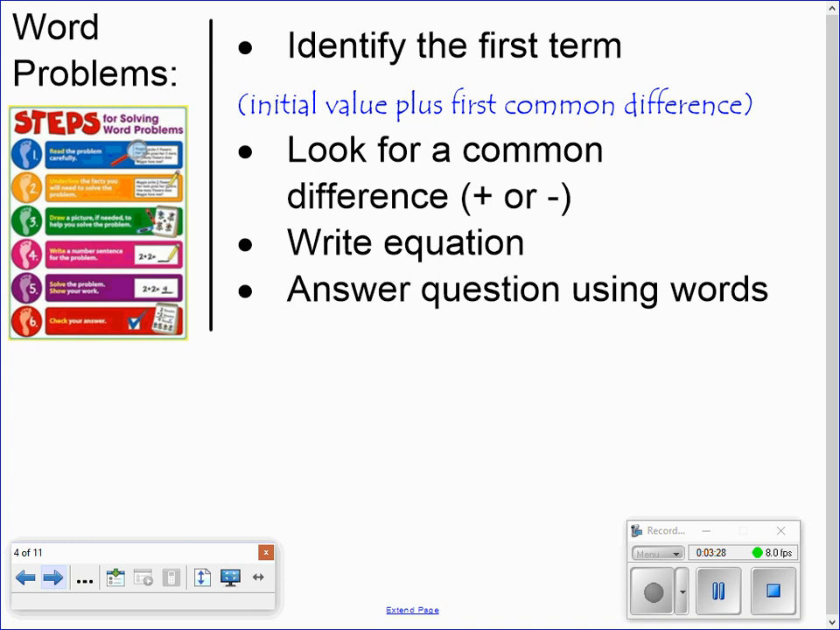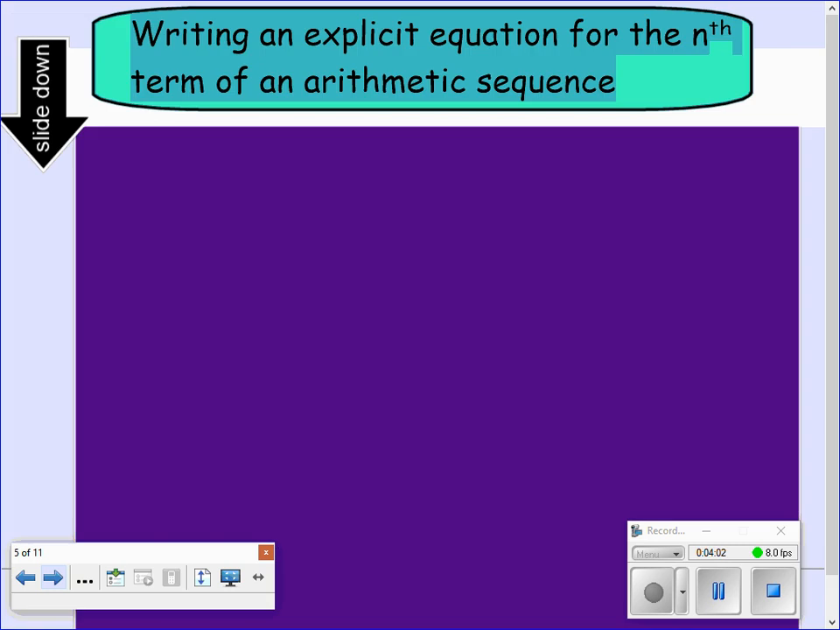And you're going to look for that common difference. You're going to look for that pattern of addition or subtraction, and that's going to give you the common difference. And then you can begin to write your equation that a sub n equals a sub 1 plus d times n minus 1. And then remember, because it is a word problem, to make sure that you're answering the question in a complete sentence, that you're not just putting a number down, but that you're explaining what that number actually means or represents in that particular problem.